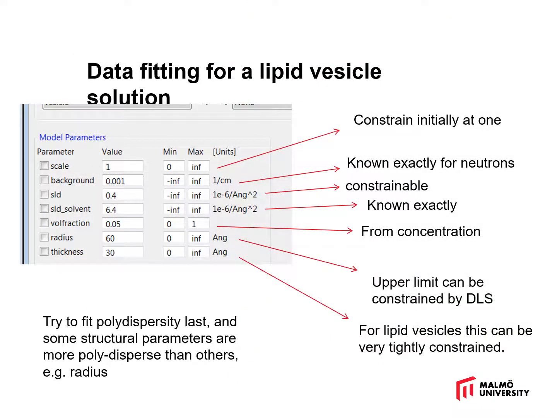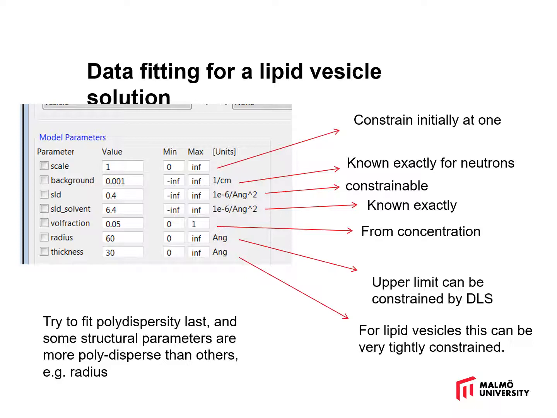So to focus on the model parameters a little bit further, the scale is just a scaling factor that moves the curve up and down. Usually we just fix this as 1 because we have a good idea about the rest of the parameters, but it can be useful. The background, we know this exactly for neutrons, and I'll talk about that in the practical session. The SLD is absolutely constrainable. Usually you know it quite well, or it's been measured.